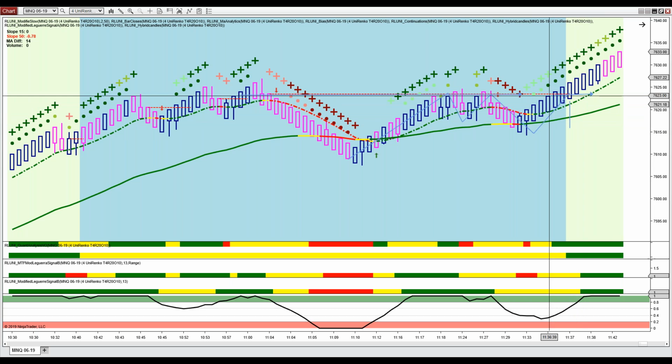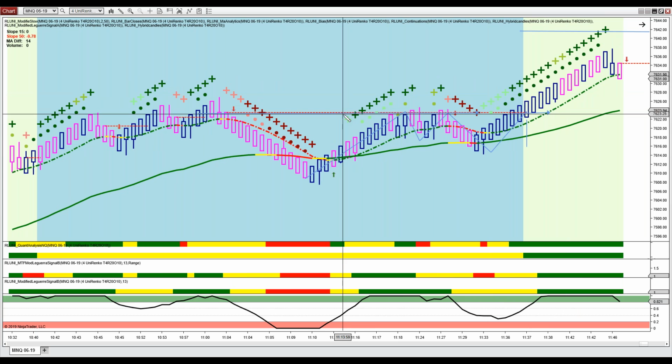Now, let me tell you what happens when you break a pivot. When you break a pivot, this pivot's always going to have residual sellers.